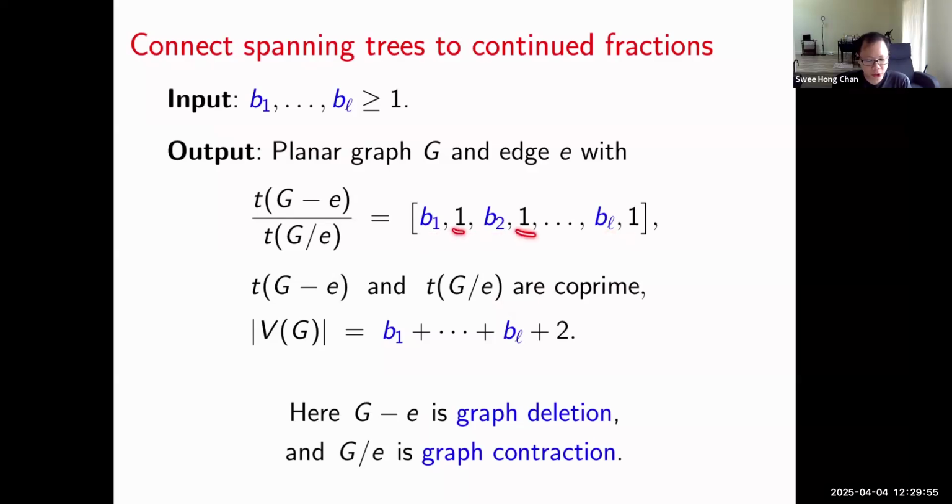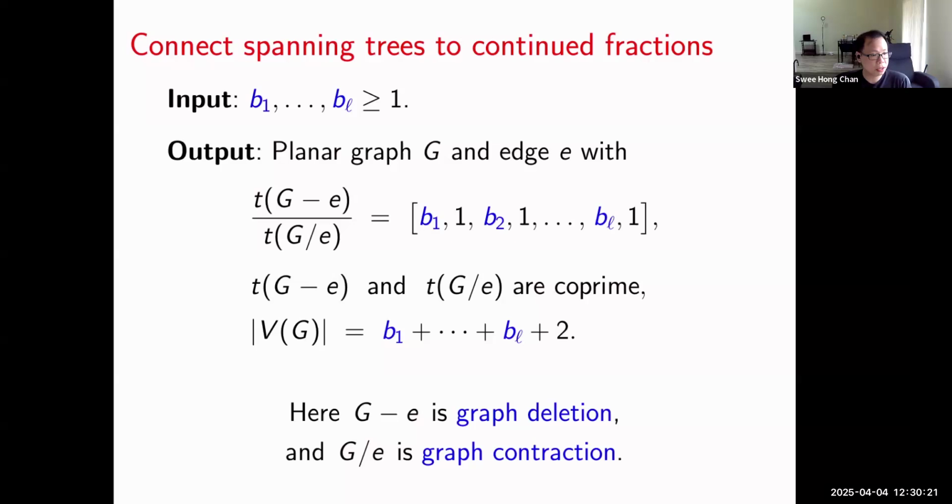So the even part is always equal to 1. We want these two numbers, T(G minus E) and T(G over E), to be coprime. This is so that if we can get the continued fraction, we can recover the two numbers T(G minus E) and T(G over E). And we also want this graph to be small. So the number of vertices is equal to b1 plus b2 up to bl plus 2. We want to construct such a graph.